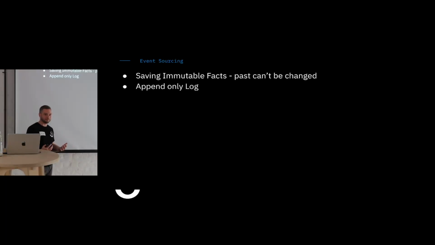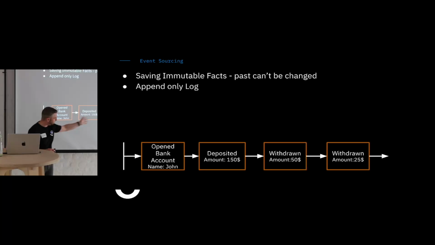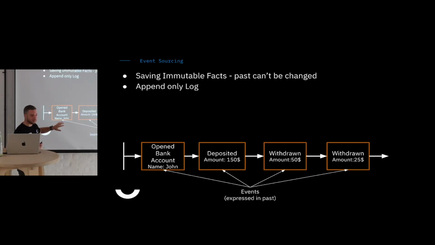So when we think about the past, we cannot change the past. Facts that have happened are immutable facts, so to say. And the second idea of event sourcing is just to append those events. Once we append events, the orange boxes we consider to be events, they are expressed in the past because they already happened.